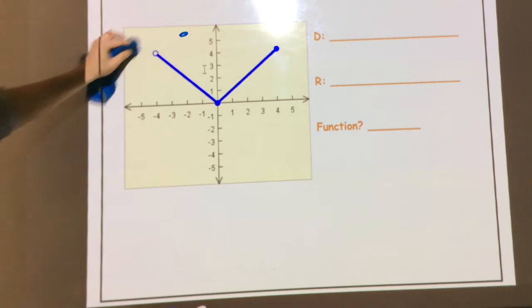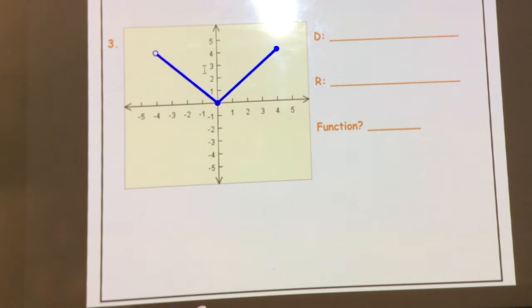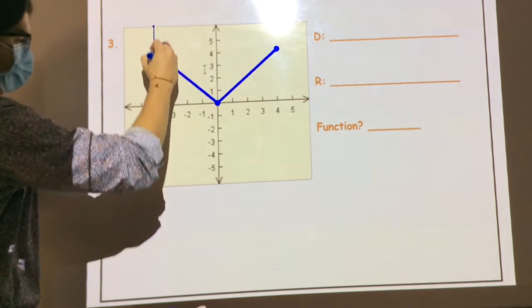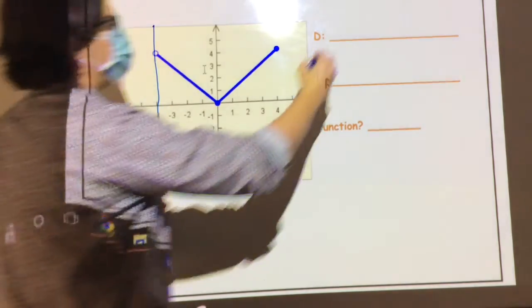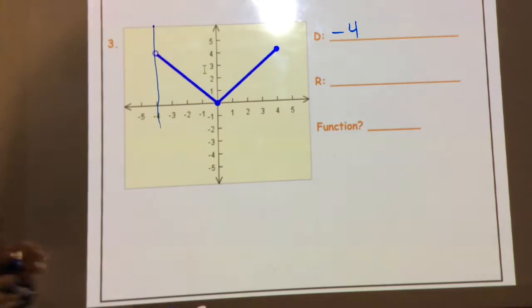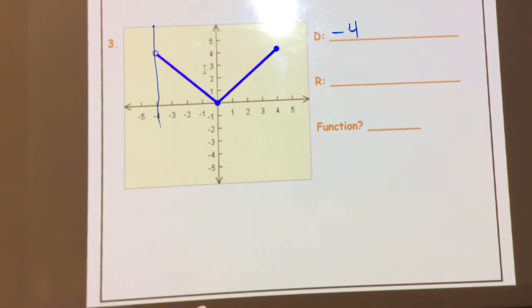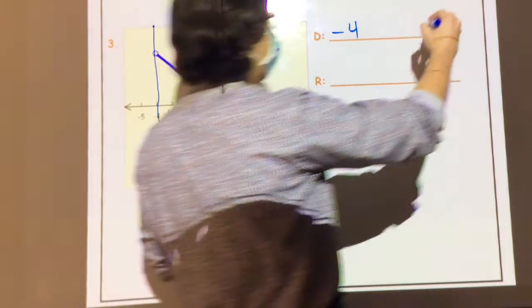Okay, let's start with domain. Once again, our x values. What is the smallest x value you see on this line? What is the smallest x value you see? Ian, what do you see? -4 right here. Can we all agree that this is my smallest one? Yes. Okay? And what is the greatest x value that we see, Bennett? +4. Good. Now, I'm going to write something.